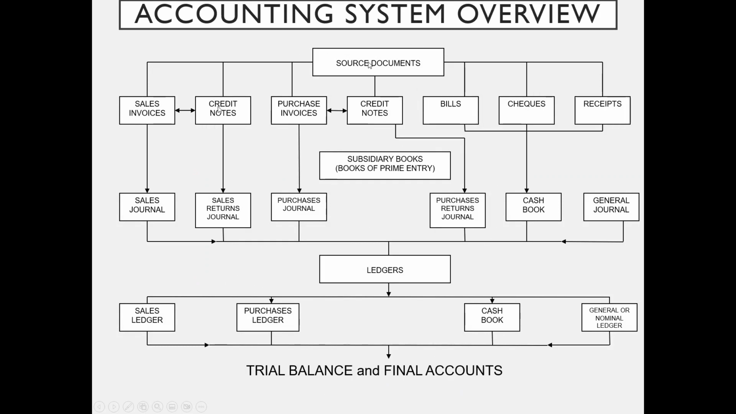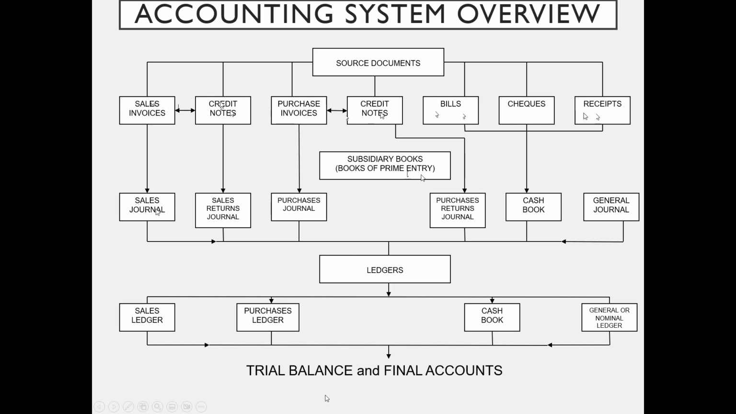Those are the bits of paper listed here, most of them, that document transactions that have happened to the business. So sales invoices, when we send those to customers when they bought goods on credit, credit notes when they return goods to us, purchase invoices when we buy stuff from suppliers, credit notes that suppliers have issued to us because we've returned goods, general bills, check stubs, receipts, paying in slips, remittances, that kind of thing.